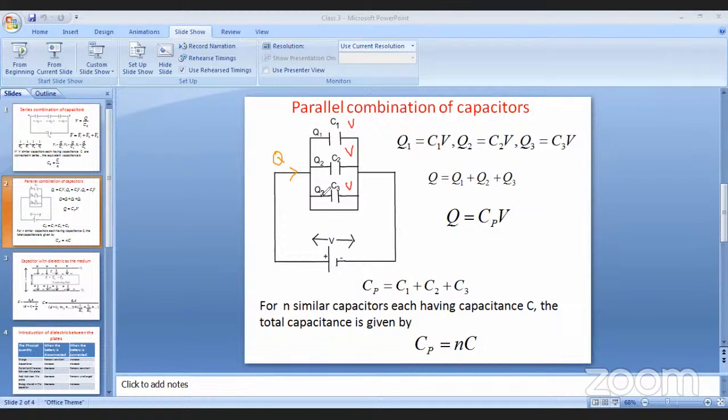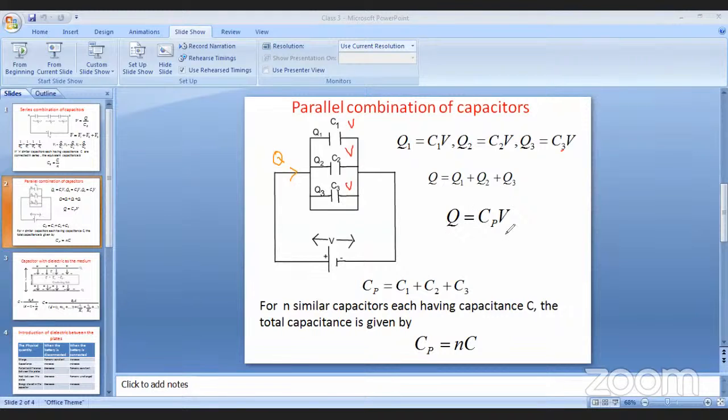So now the same expression, C equal to Q by V. From that you can calculate Q1 equal to C1 into V, Q2 equal to C2 into V, Q3 equal to C3 into V. So like this you can calculate the different charges. So the total charge flowing through the network, Q, is equal to Q1 plus Q2 plus Q3. So for that you have to add all these expressions. You will be getting C1V plus C2V plus C3V. So in this manner, the total charge Q equal to Cp into V.